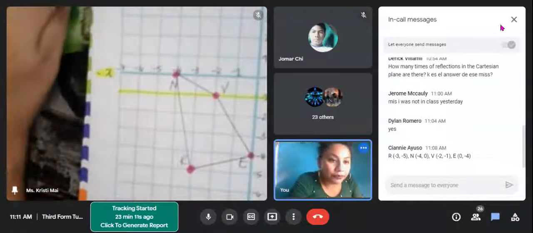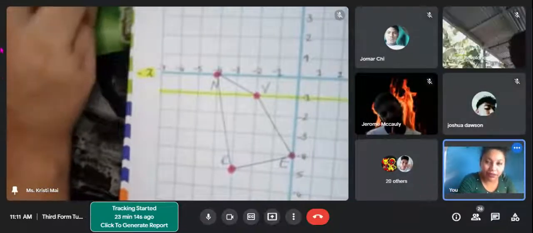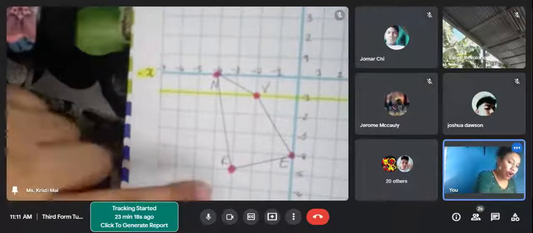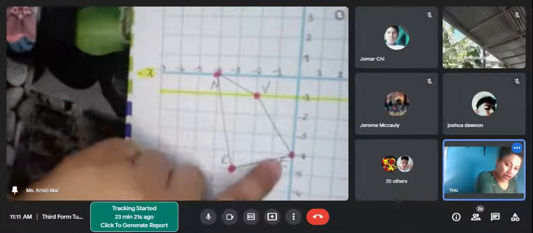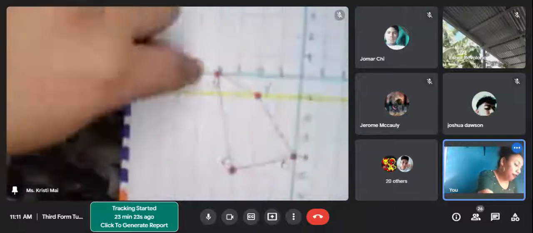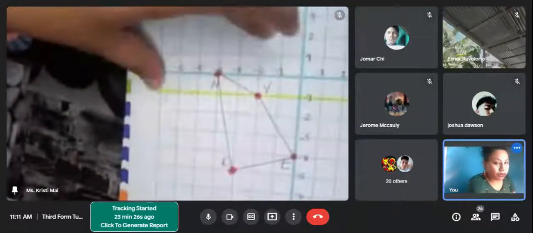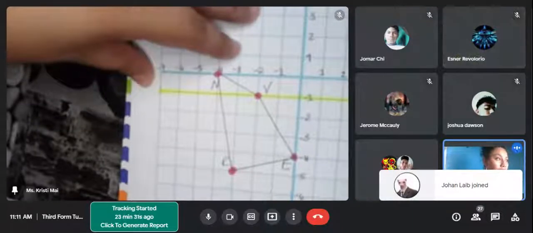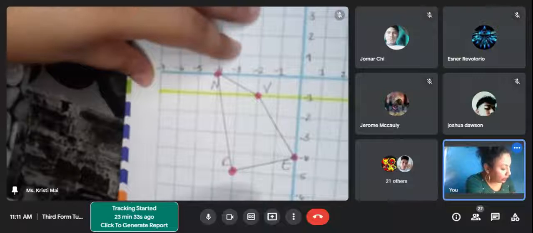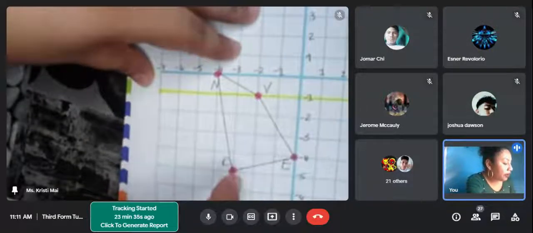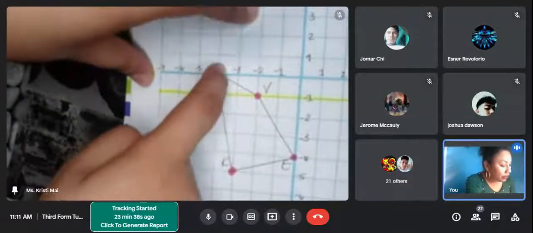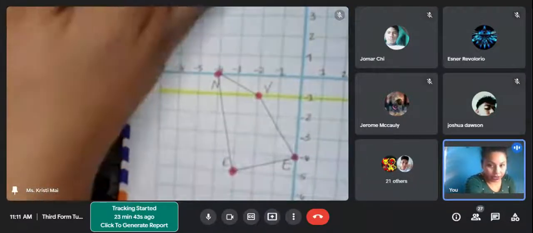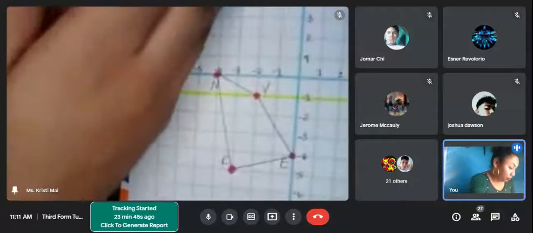Right? Now, how am I going to do that? I am going to count from each point, so from R, from E, from N, and from V. I am going to count how many spaces each point is from this line, and I'm going to reflect it on the other side, right? So that is what I'm going to do.